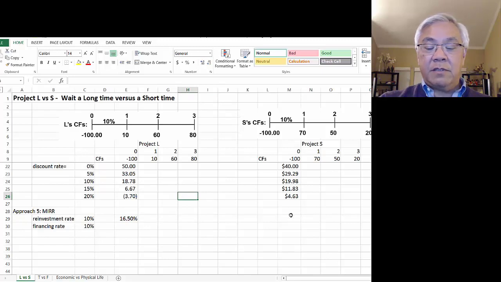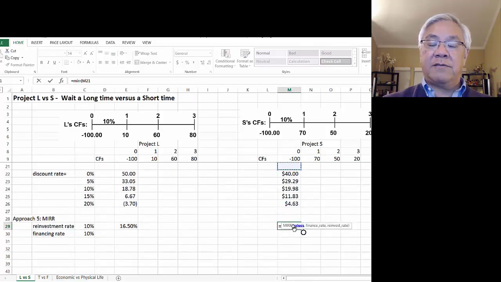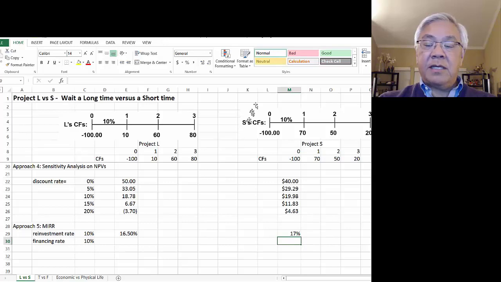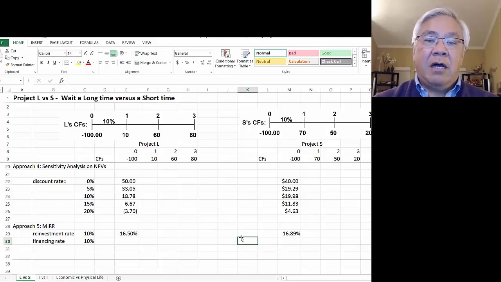We could also do the MIRR for the other project. MIRR, open parens, shade the cash flows, financing rate, comma, reinvestment rate, close parens, you get 17%, and let's again make the 16.89. Both the IRR and the MIRR are superior for the project S.